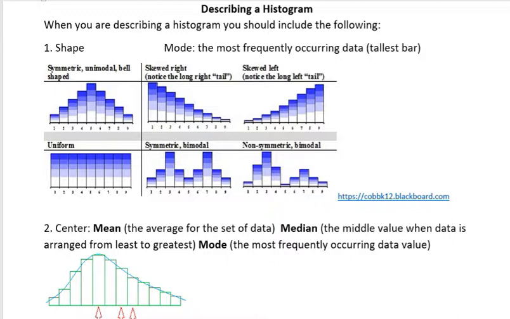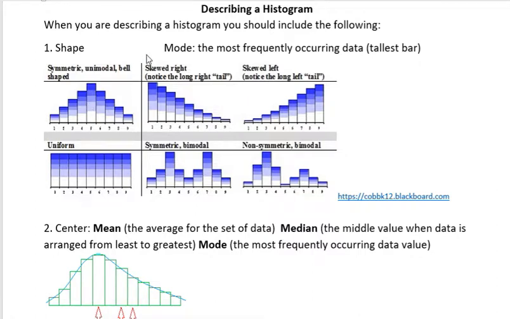The shape is talking about, is it skewed to the right? Is it skewed to the left? Is it symmetrical or bell-shaped? Is it uniform or rectangle shaped? Is it bimodal, where there's 2 different numbers or values that stand out? Or is it unimodal, like we had up here, with just 1?